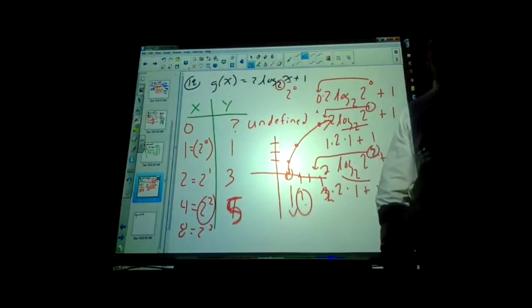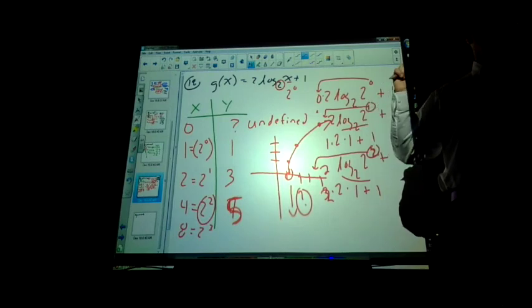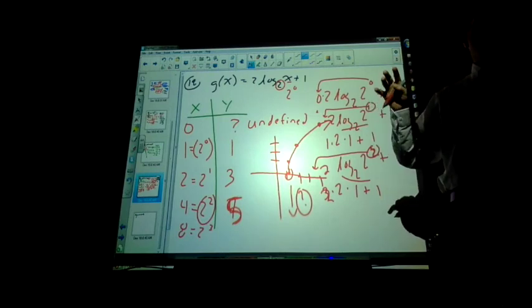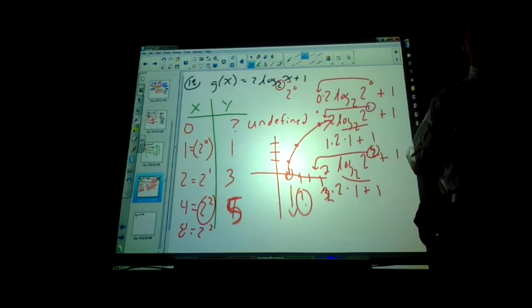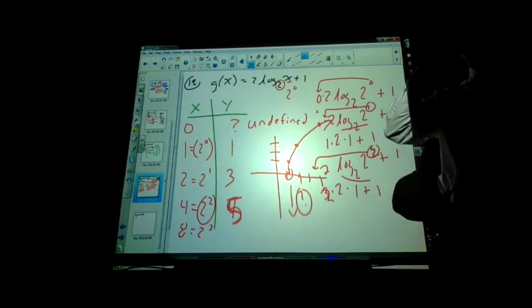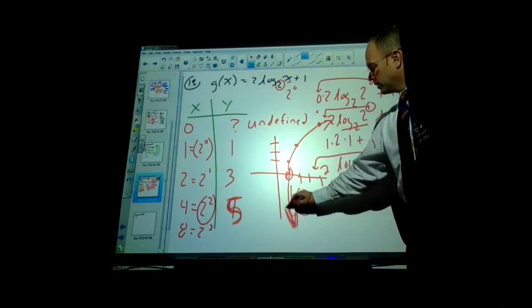Let me ask you this. Someone on a calculator, just do this for me. What is log of 0.1? Just go log 0.1 on your calculator. You get negative 1. So it is going to exist down here.